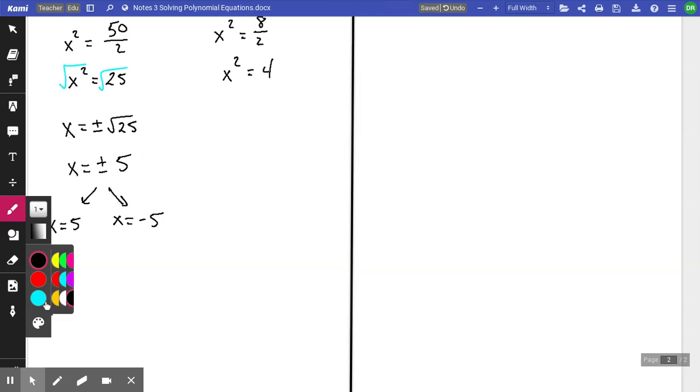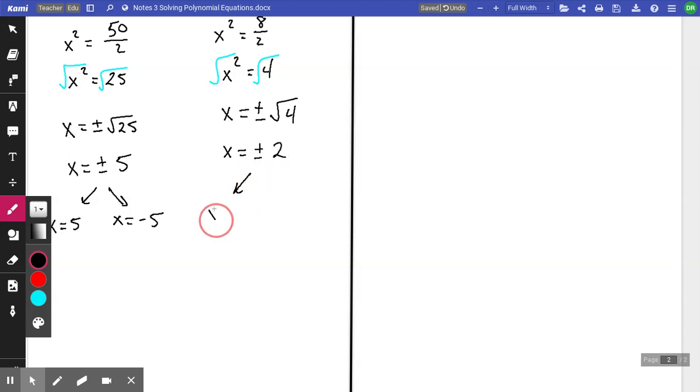And up here, same deal. We take the square root of each side of the equation, and we get x. And remember, x squared is supposed to have two solutions, so here's the plus or minus to show that. We determine the square root of 4, and it is 2. And again, you could write those out as separate solutions if needed.